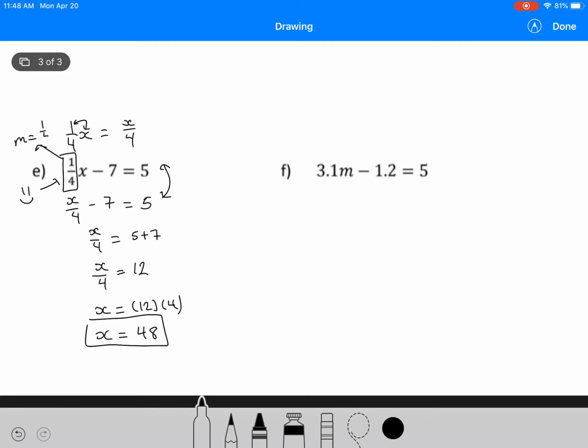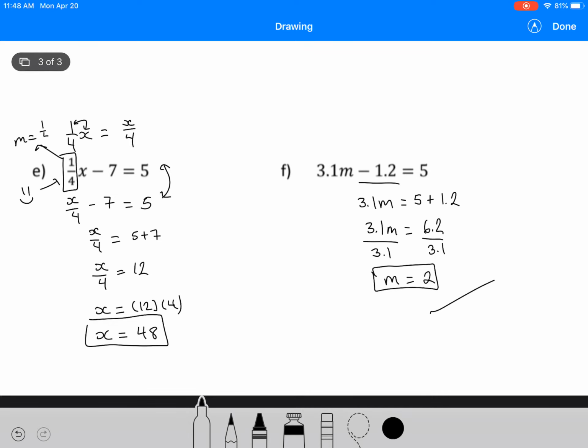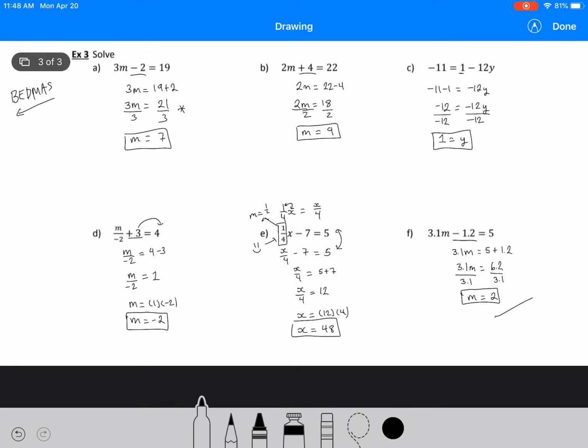Now we have decimals. Decimals aren't going to change anything. Starting with the subtraction, we'll move that to the other side, and we'll get 5 plus 1.2, which is 6.2. Now we have 3.1m equals 6.2, so we have to divide by 3.1. And lucky for us, 3.1 goes into 6.2 2 times, so m is equal to 2. And there we go. So there's all those ones.